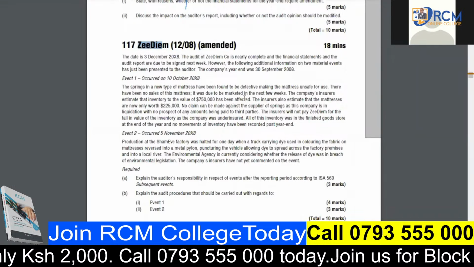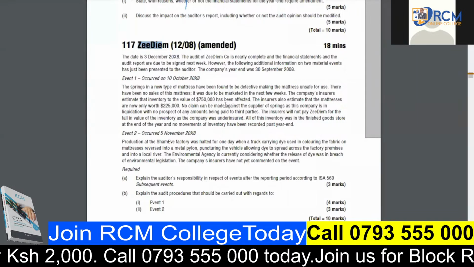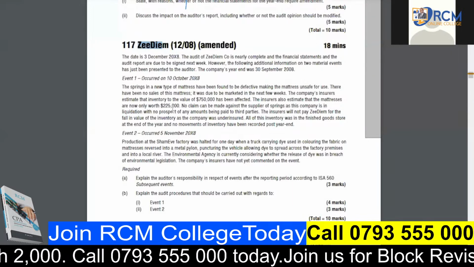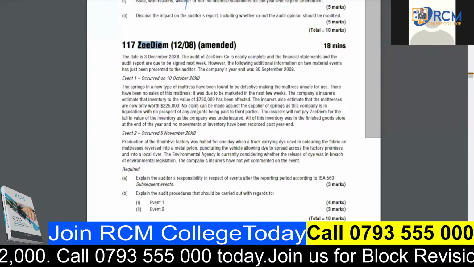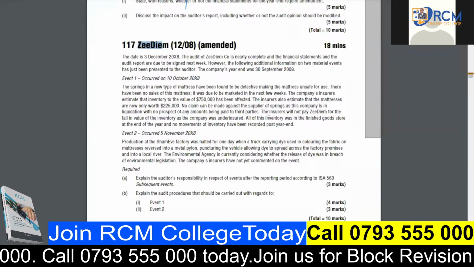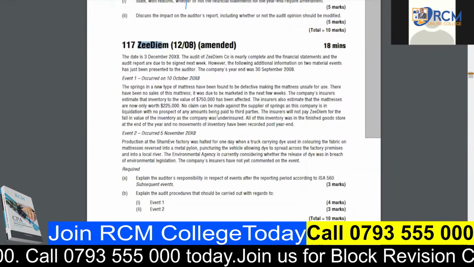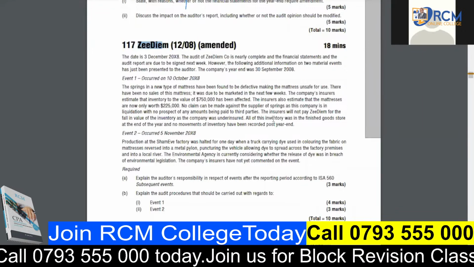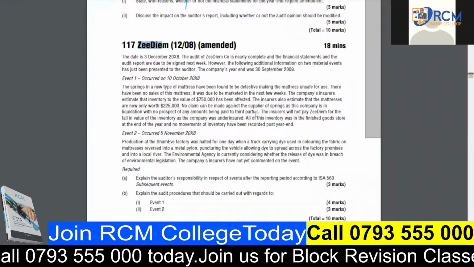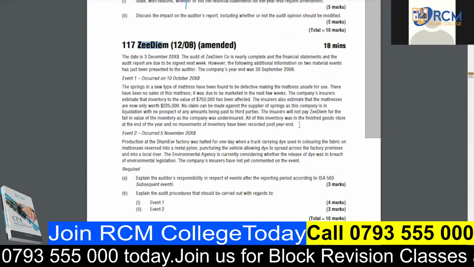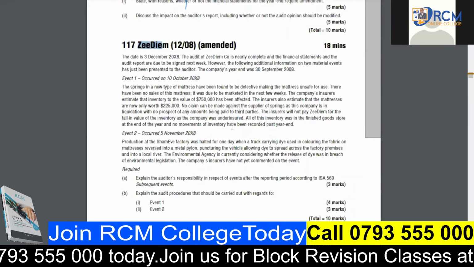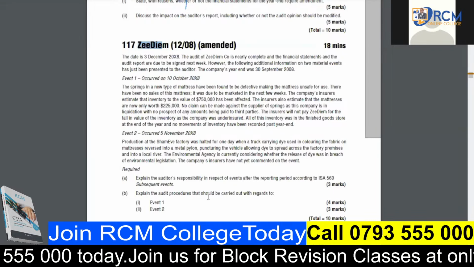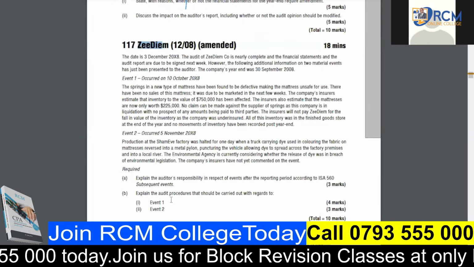The company's insurers estimate that inventory to the value of $750,000 has been affected. The insurers also estimate that the mattresses are now only worth $25,000. No claim can be made against the supplier of springs, as this company is in liquidation with no prospect of any amounts being paid to third parties. The insurers will not pay ZDM for the fall in value of inventory, as the company was underinsured. All of this inventory was in the finished goods store at the end of the year, and no movements of inventory have been recorded post year end. So explain the audit procedures that should be carried out with regards to event number one.